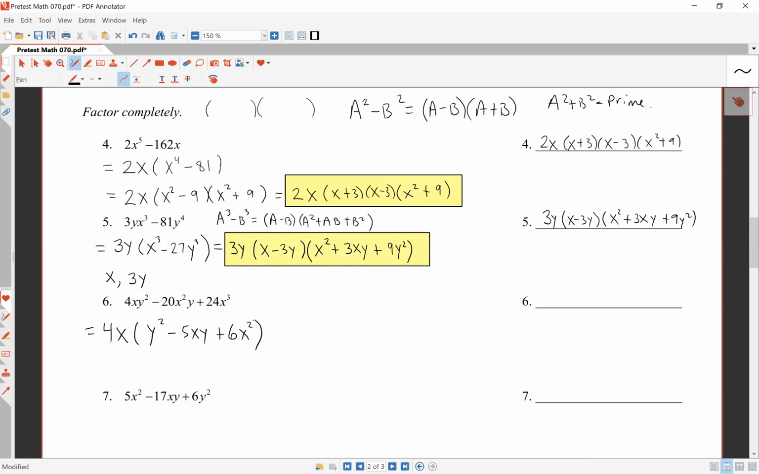Here we're looking for two numbers whose product is 6 and whose sum is -5. -2 and -3 are those two numbers that give us 6 and add to -5. So we factor this as y minus 2x and y minus 3x.